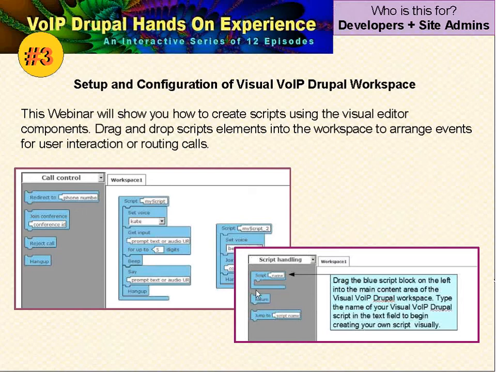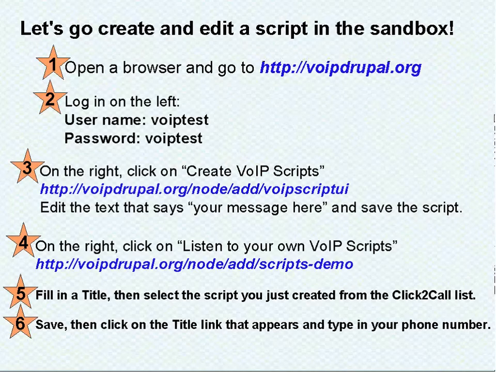On the right, click on Listen to your own VoIP scripts, and it'll pull up a little interface like I just showed you with the click-to-call, where you use the drop-down menu and choose the script that you just created. Hopefully you named it something unique so you'll see it quickly in the list. Fill in a title, select that script, and then save. And click on the title link that appears. Type in your phone number. You should be hearing your message being played now.